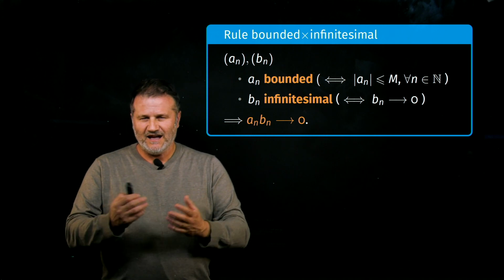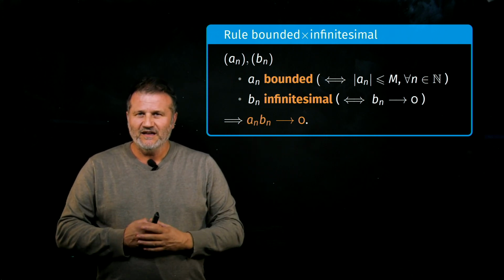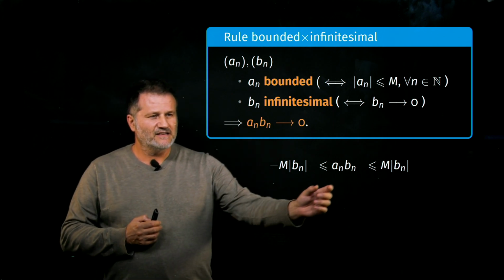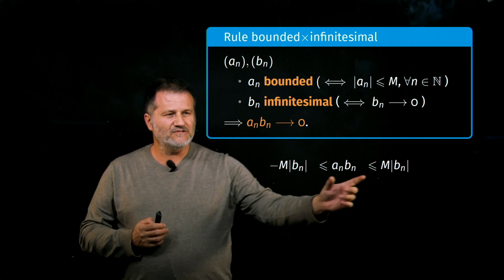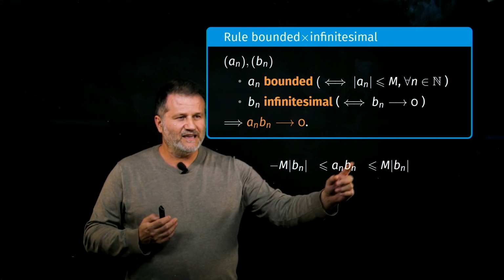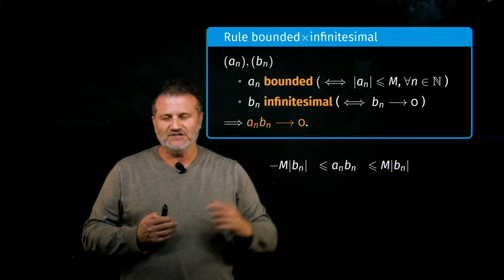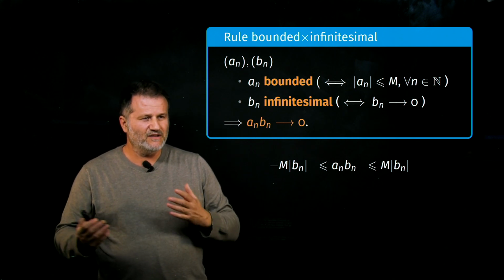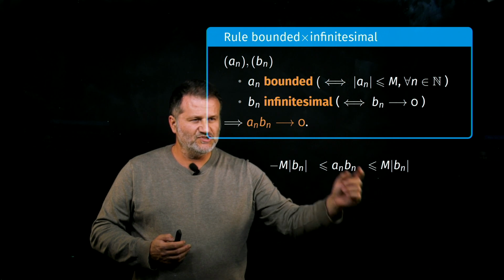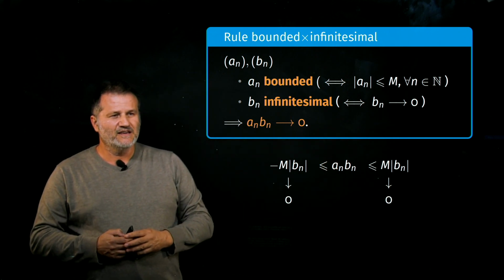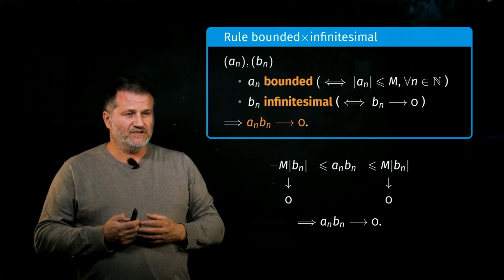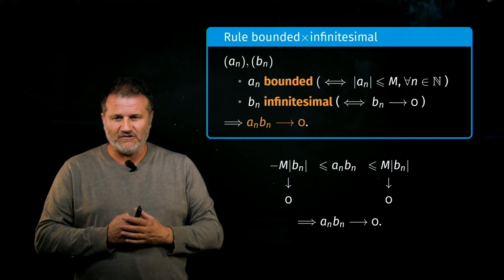We can easily understand why this comes from the squeeze theorem, because if you take the product a_n b_n, since this factor in absolute value is no larger than capital M, this is, of course, controlled by the absolute value of b_n above and minus the absolute value of b_n below. We have that this is between these two sequences that both go to 0 because b_n is infinitesimal. So this forces also a_n b_n to go to 0. And that's why you have the conclusion.